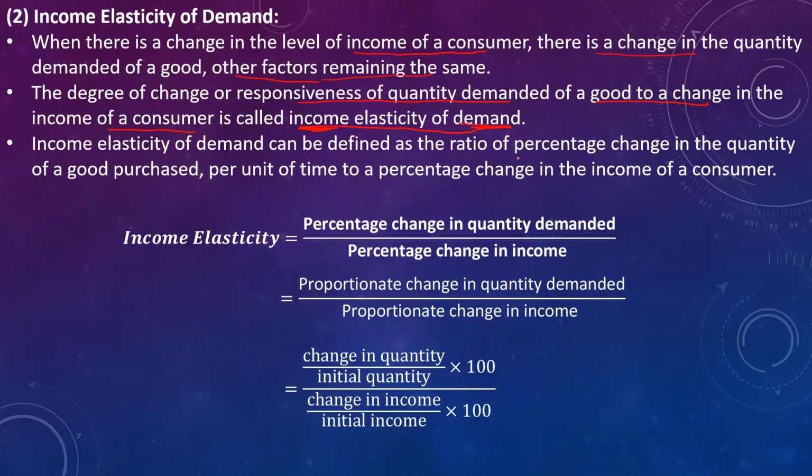So it can be defined as the ratio of percent change in quantity of good purchased or demanded per unit of time to percent change in income of the consumer. So income elasticity is percentage change in quantity demanded divided by percent change in income, or proportionate change in quantity demanded by proportionate change in income, or change in quantity demanded divided by initial quantity demanded into 100, divided by change in income divided by initial income into 100. So this is the formula to calculate the income elasticity of demand.